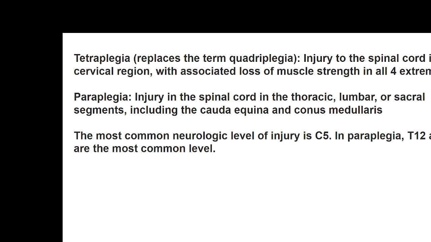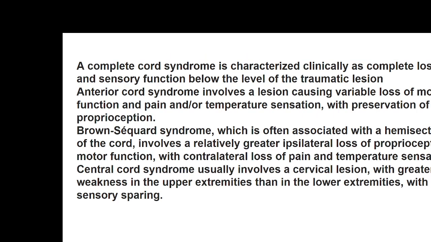The usual terminologies used in case of spinal cord injuries are tetraplegia when all four limbs are involved. The older term used was quadriplegia, but currently the term used is tetraplegia, not much of an issue, and they are common when the injury is in the cervical area, the upper area. Paraplegia is when the injury is in the thoracic, lumbar or sacral segments, or cauda equina or conus medullaris. The most common neurological injury is at C5. In paraplegia, T12 and L1 are the most common levels. So, from the clinical point of view, these most common levels also are quite important.